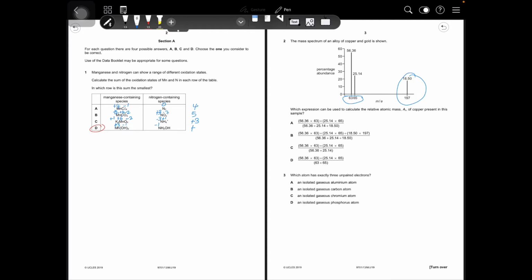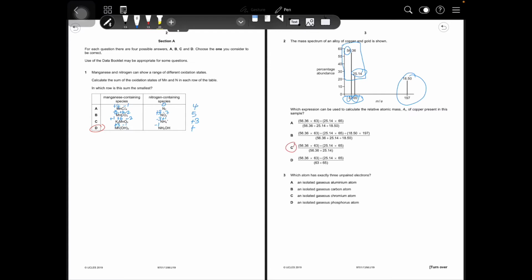Since the question wants copper, we only need to multiply the 63 with the relative abundance, and then plus another isotope which is 65, multiplied with its relative abundance, and divide by the sum of the percentages of the two isotopes. So in here we have C.